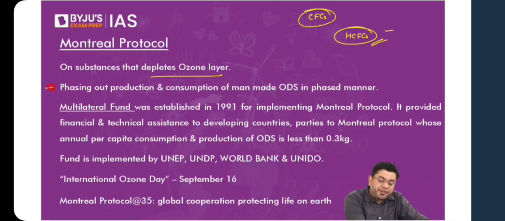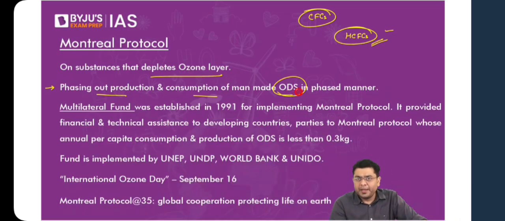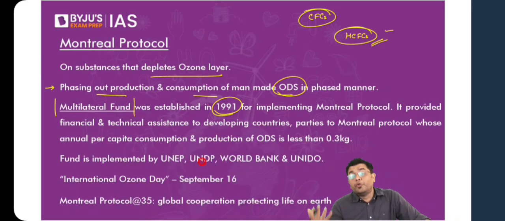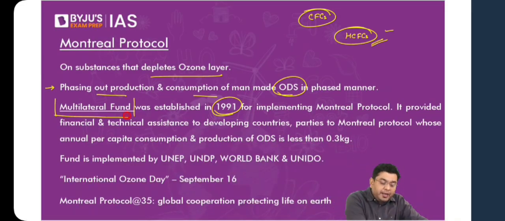So it talked about the phasing out of production and consumption of man-made ozone depleting substances in a phased manner. Now for that, various different countries, particularly the tropical nations, were required to have an alternative setup established as well, right? And that is when a multilateral fund was established way back in 1991. Why? To implement that aspect of the protocol, that you have to phase it out. So you have to develop the alternate mechanism, and alternate technologies as well. For that, you will require some money. So for that, this multilateral fund was established.